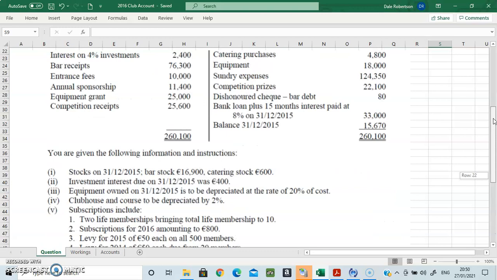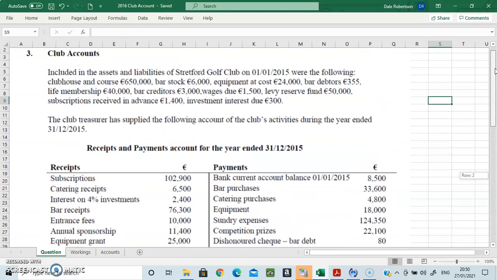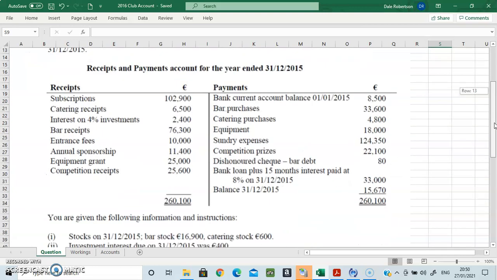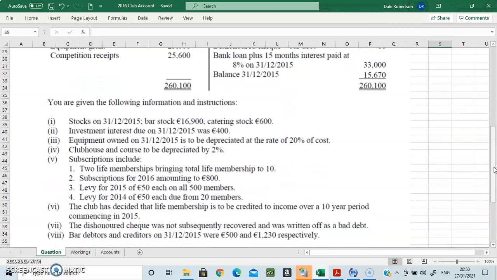So with club accounts, the very first two workings that I always do: we're going to do the bar trading account. Now we have to take into account that we have bar debtors and creditors, which will affect our bar receipts and our bar purchases at the beginning and the end of the year. And then the second working that we do is the subscriptions. That's quite a hefty working because, as I said, working 5 down here, and also there is some life membership and there's a levy to be dealt with and all that.